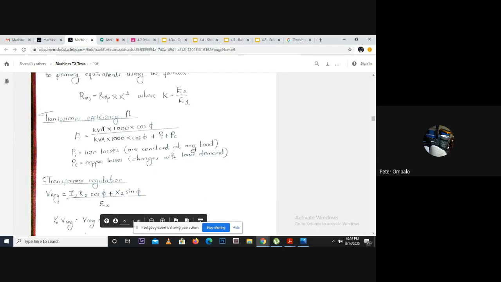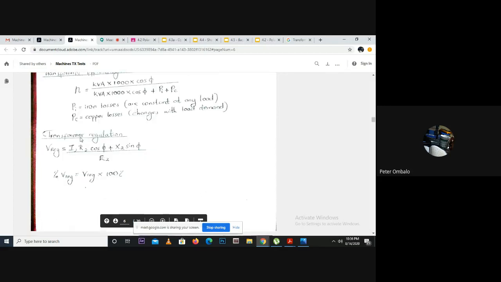We will be given the rating of the transformer. So that, the power from the rating, is divided by the power from the rating plus the iron losses plus the copper losses.